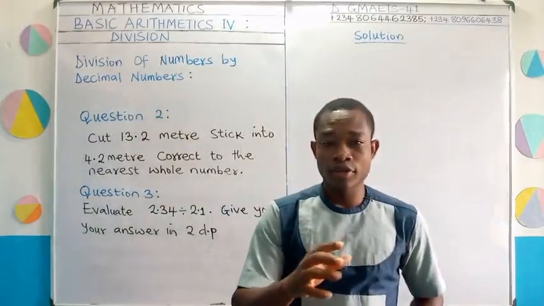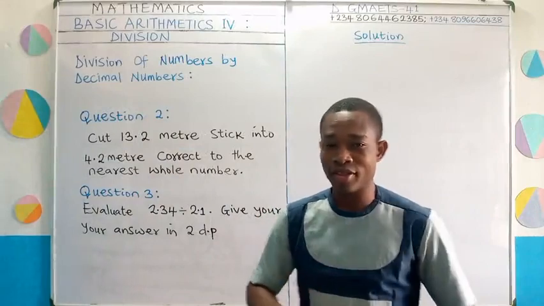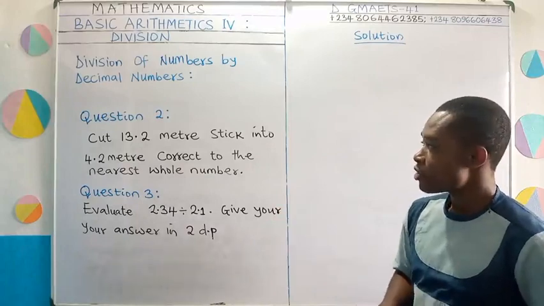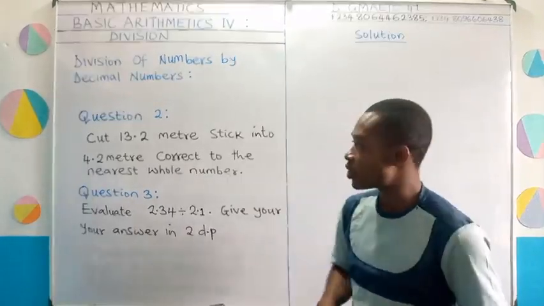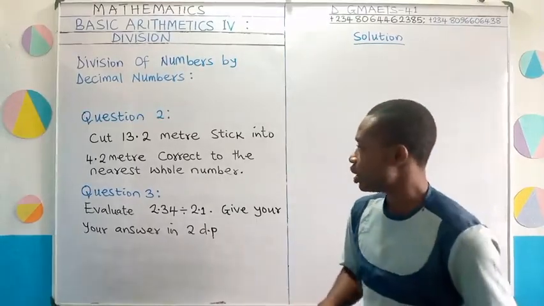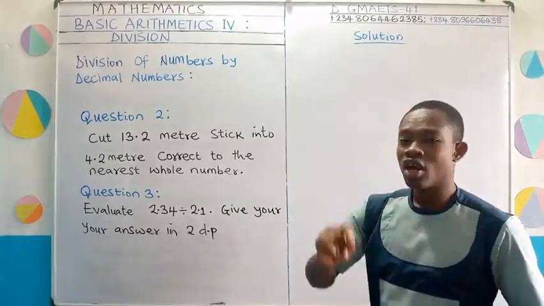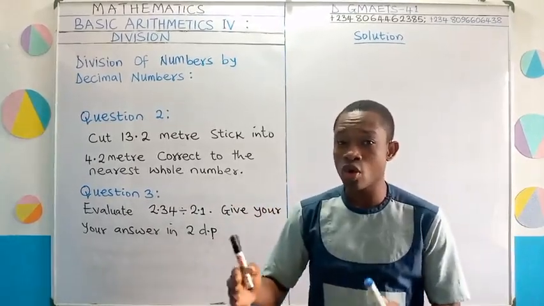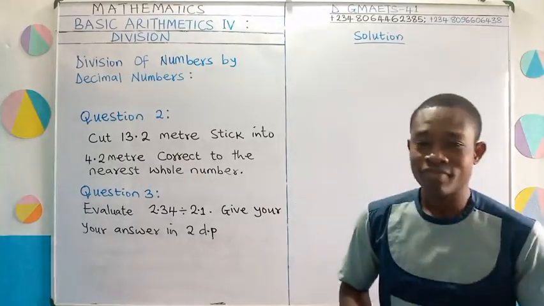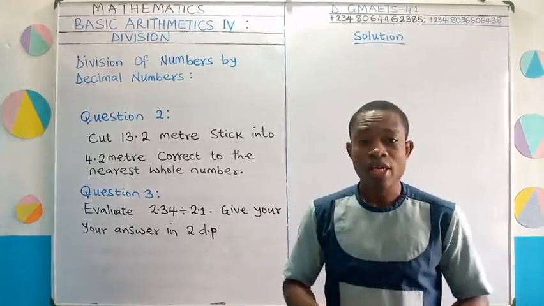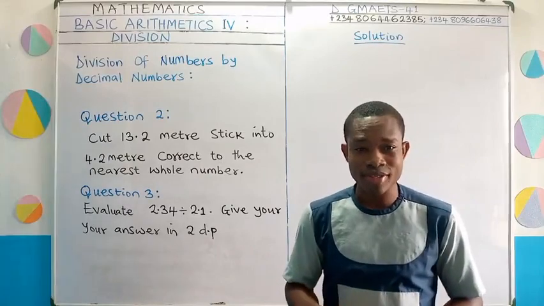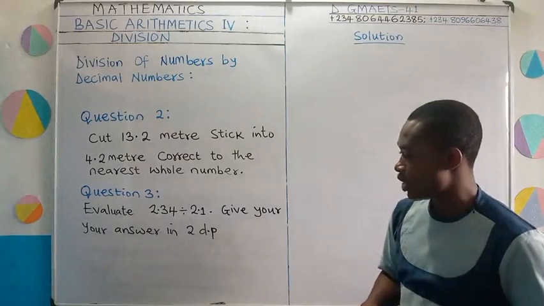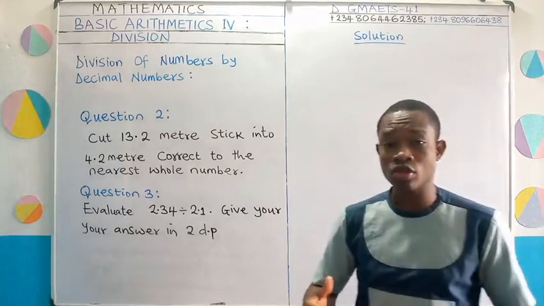Let us now conclude this part of division by solving these 2 questions. Question number 2 and 3 we have on the board, okay? Question number 2, we are required to cut 13.2 meter stick into 4.2 meter, correct to the nearest whole number. Alright, to cut simply means to share, and you know that share means dividing. Okay, now question number 3, evaluate 2.34 divided by 2.1. Give your answer in 2 dp.